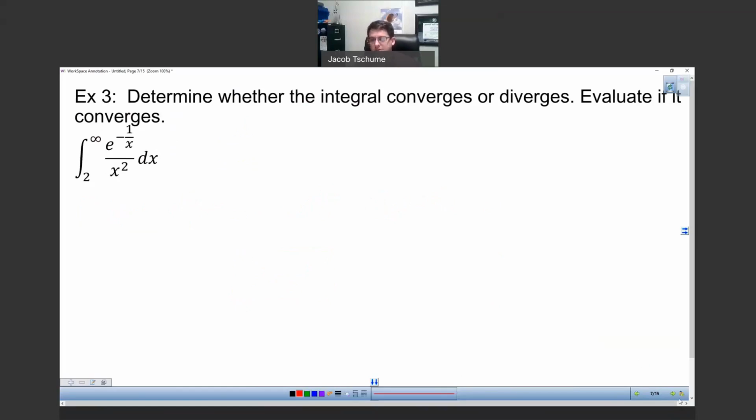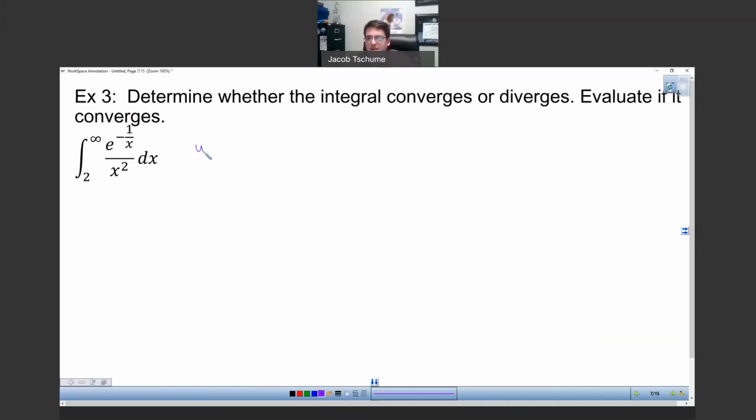Let's look at another example. So example number 3. Determine whether the integral converges or diverges and evaluate it if it converges. So how about the integral from 2 to infinity of e to the negative 1 over x, all divided by x squared? When I go to set up my integration here, this once again looks like a u sub problem because that 1 over x is not something I know how to integrate if it's part of the e.